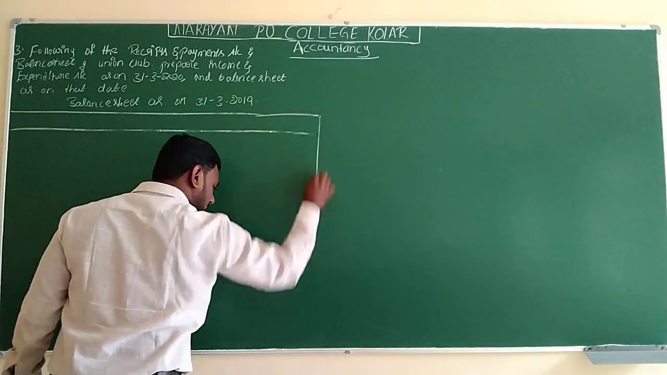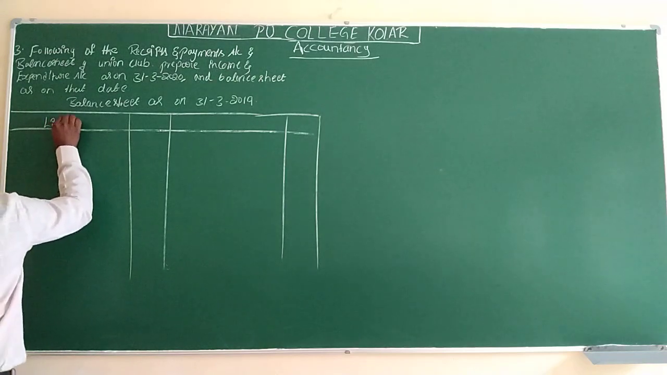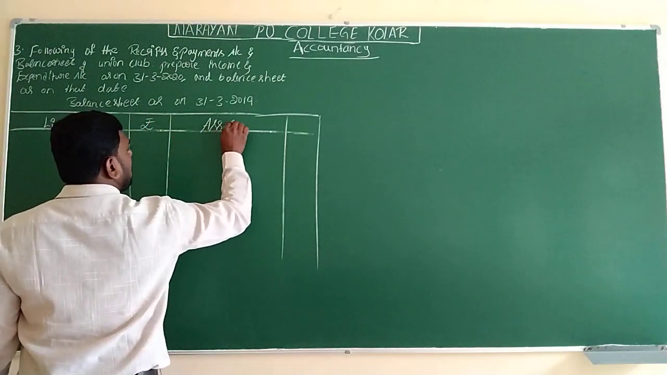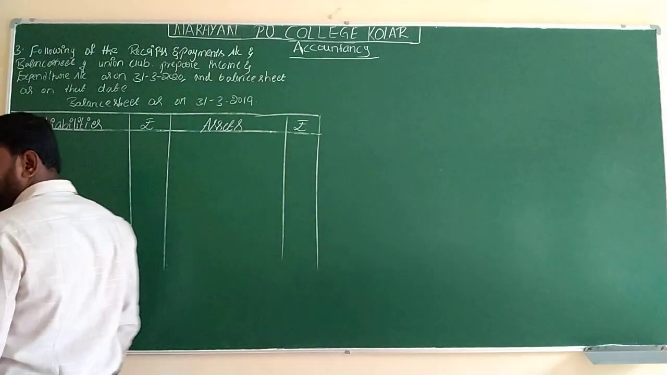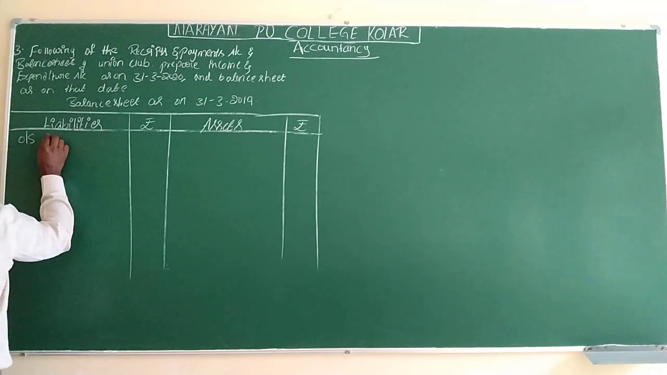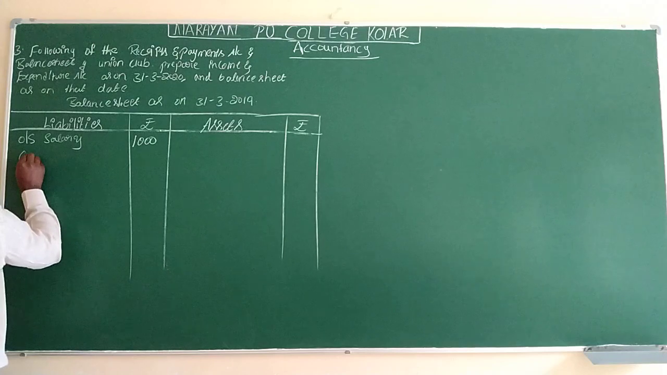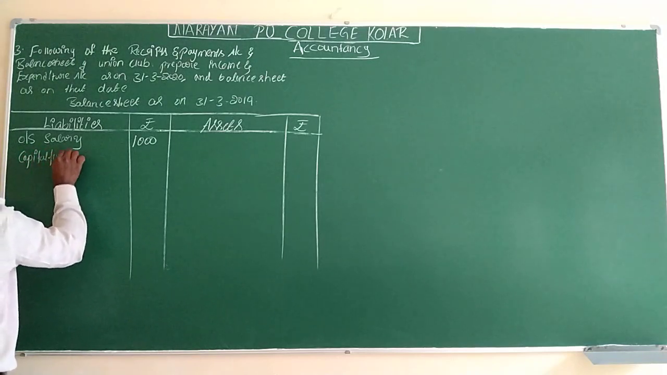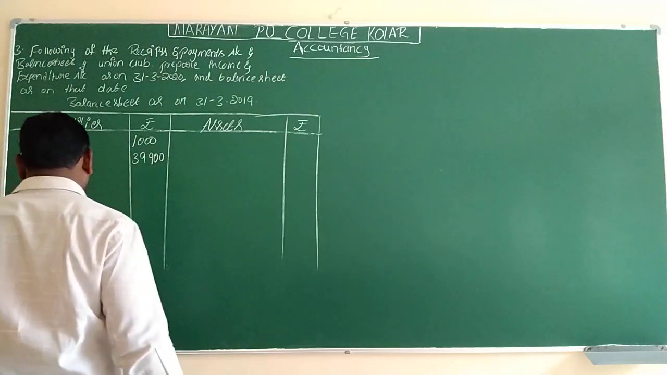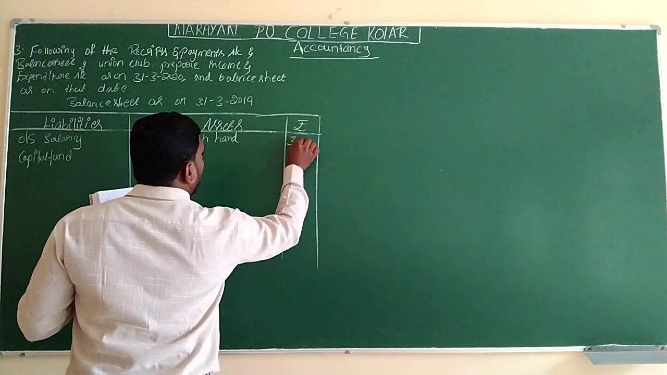Balance sheet headings: liabilities, amount, assets, amount. On the liability side, the transactions given for us are: first, outstanding salary, 1,000. After that, capital fund, 39,900 rupees. Let's come to the asset side. Cash in hand is 3,500.